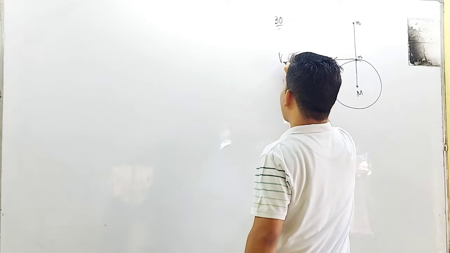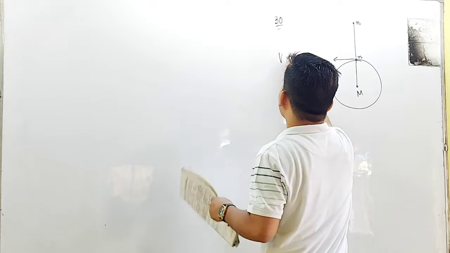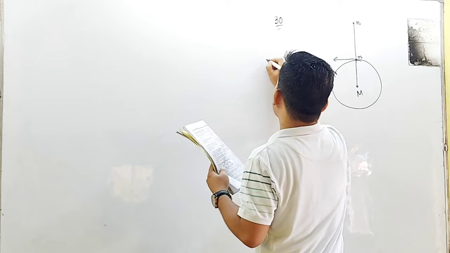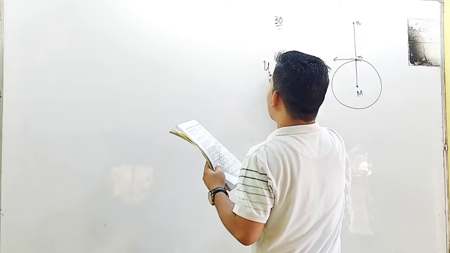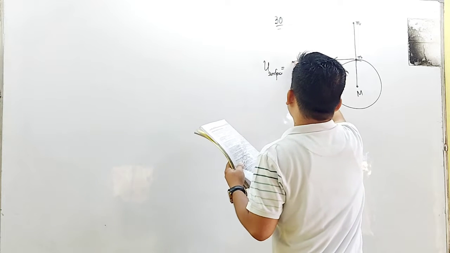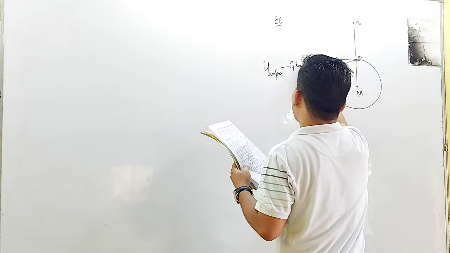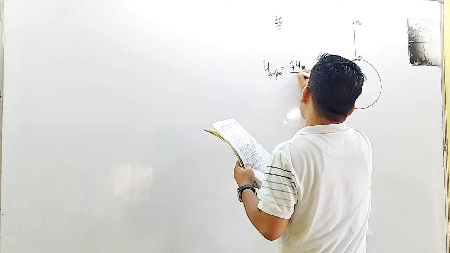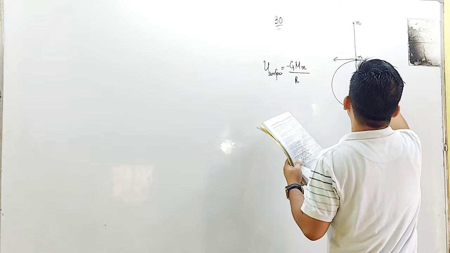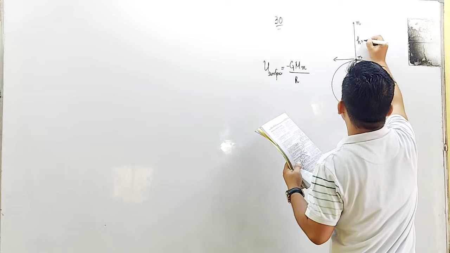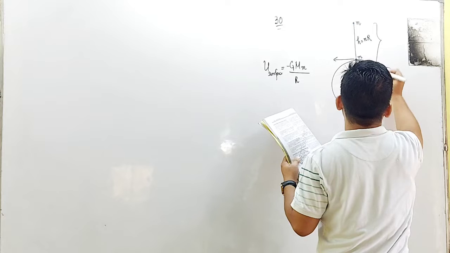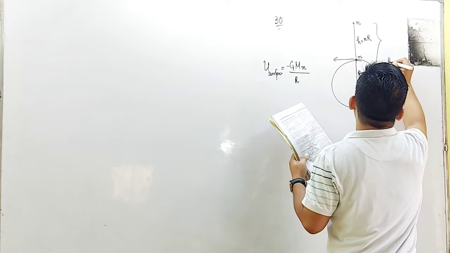Potential energy on the surface: we will be writing the formula as potential energy on the surface, which will be equal to minus capital G capital M small m divided by the distance r. Here small r is equal to r plus h.